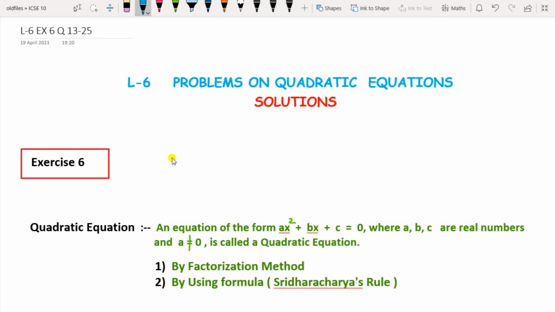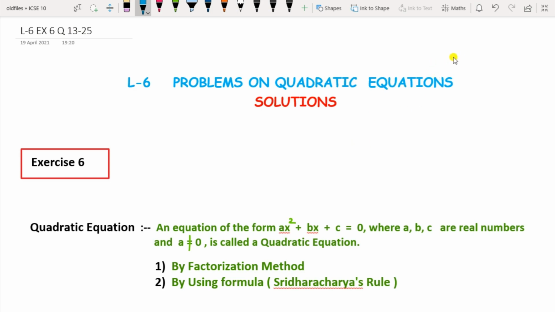As per the thumbnail, this video is of ICSE 10th standard covering the course from R.S. Agarwal. In this video, we are going to see the solutions of exercise 6 from question 13 to 25 of lesson 6, problems on quadratic equations. Here we are going to solve most of the questions of speed, distance and time formula.